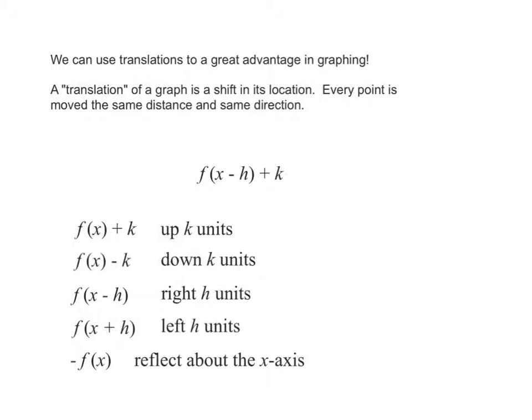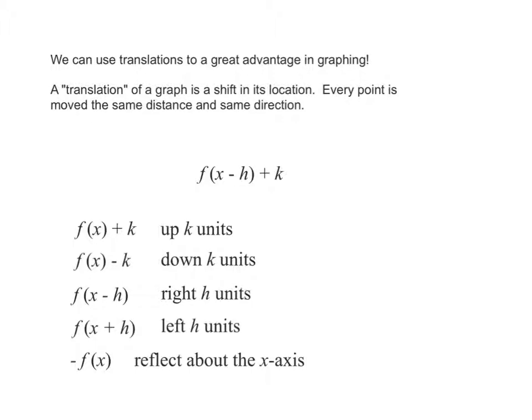The function that you see here is the one we're going to use for all of our parent functions, f of x minus h plus k. The number at the end we refer to as k will be added or subtracted. If it's a positive number that's been added on the end, that'll shift the graph up k units. If it's subtracted at the end, or a negative number, it'll shift it down that many units.